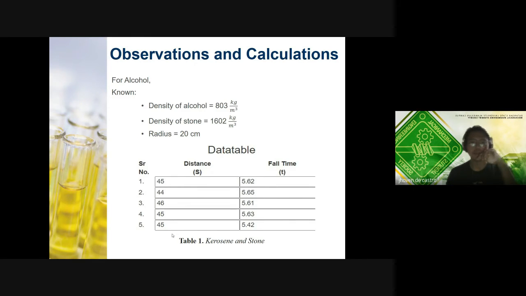For the data table, for trial 1 to 5, the first trial gathered 5.62 seconds of fall time with 45 cm distance. Second trial of 44 cm with 5.65 seconds. Third trial is 46 cm, 5.61 seconds. And the fourth trial is 45 cm with 5.63 seconds. And the last trial, or the fifth trial, is 55 cm with 5.42 seconds.